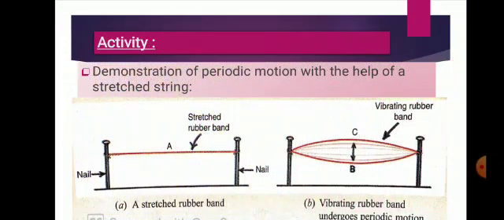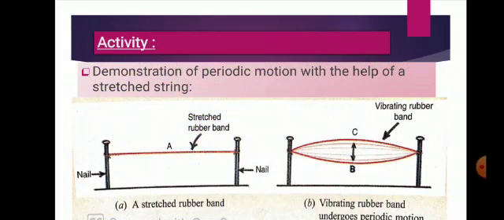Now one more activity for the demonstration of periodic motion with the help of a stretched string. For this, take a rubber band, stretch it and tie it tightly between two nails as shown in the figure. See, the position of rest of the stretched rubber band is at a point A. A is mentioned here for the fixed position of the stretched rubber band.